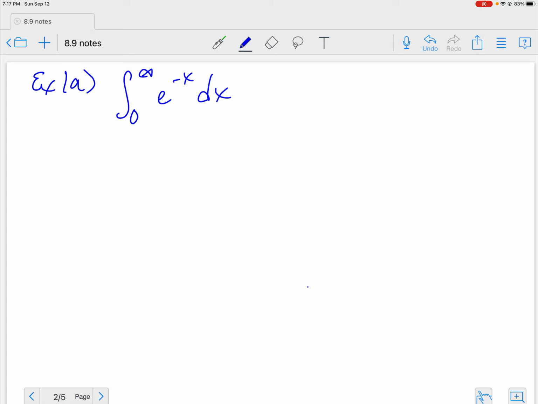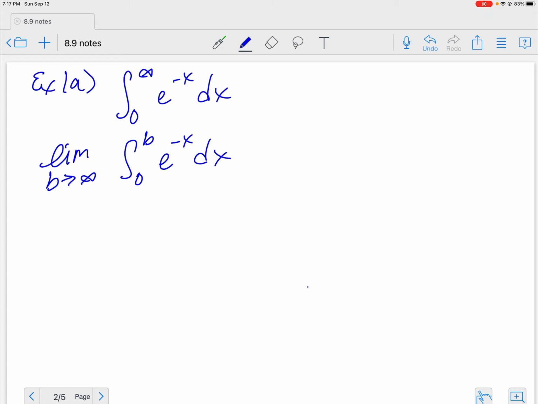You have to use limits. You can't just keep infinity as one of your bounds. That's not mathematically correct. So you have to use limits here. So I'm going to take the limit as b approaches infinity, and you put in a b or whatever it is, because b is that value, of e to the negative x dx.